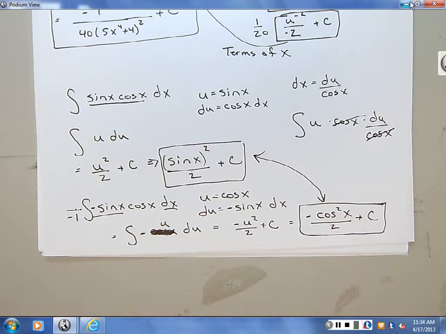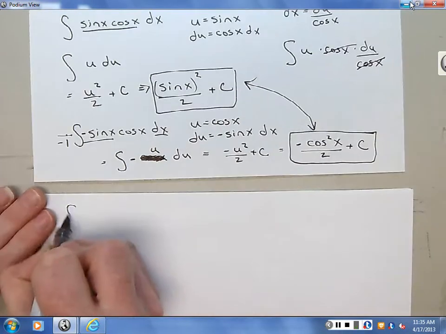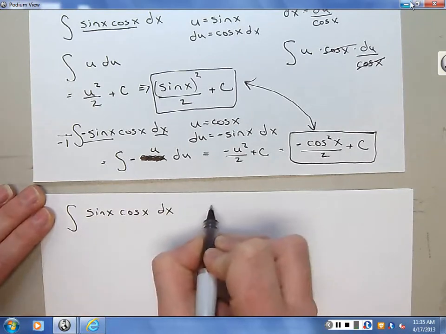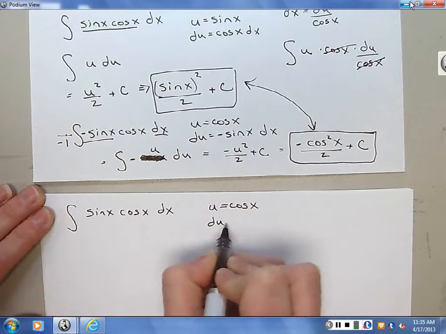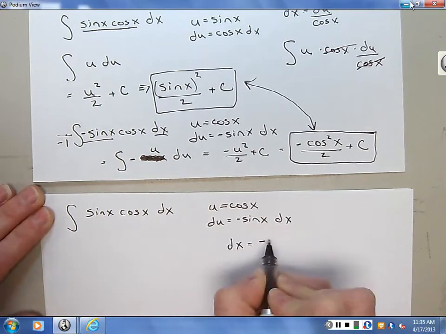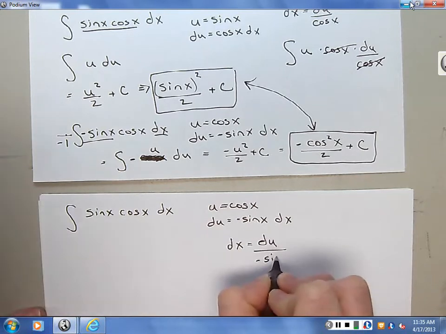Question? How did you get a negative sign for the first one? Here I needed a minus sine x dx to transform that to du. Another way to look at this one: I have sine of x times cosine of x dx. If u is cosine, then du is minus sine of x dx. So if I solve for dx, I get du divided by minus sine of x. Does that make sense?